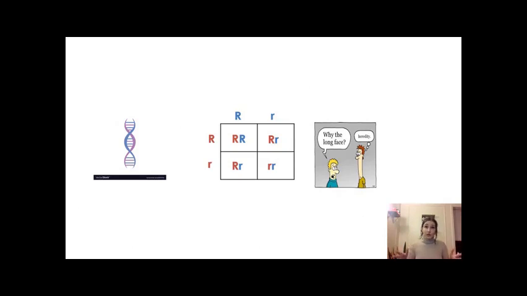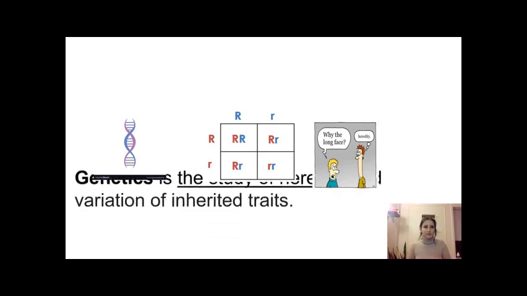Chromosomes? Close, it does have to do with it, but not quite. Genetics is the study of heredity and the variance of inheritance. And can anybody tell me what heredity is? Anyone? Well, heredity is how traits are passed from parent to offspring.